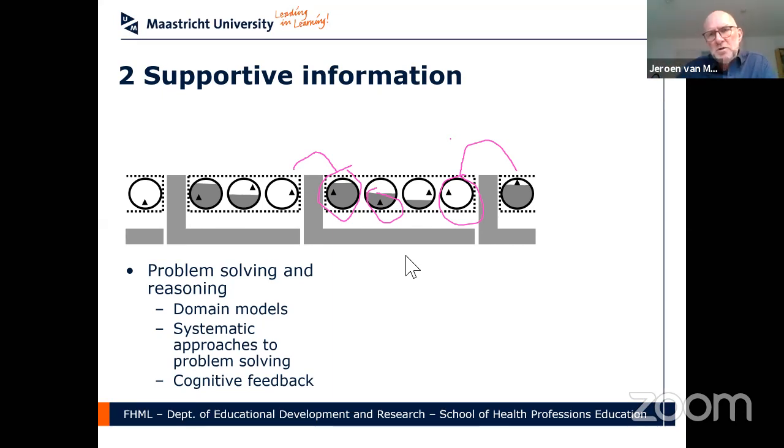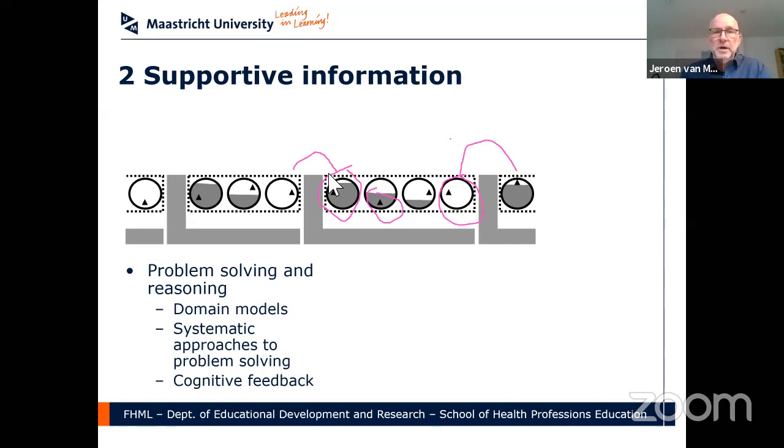starting with problems works best for students with low prior knowledge, let's say first-year students, while starting with the supportive information might work well for students who already have some prior knowledge, because for them it's easier to understand the supportive information. They can link the supportive information to the knowledge they already possess.